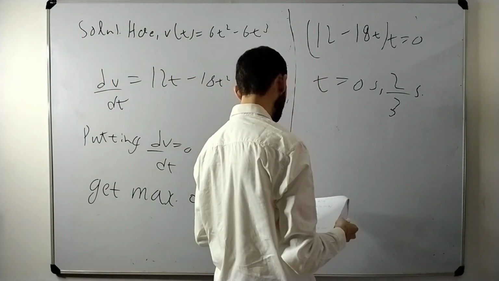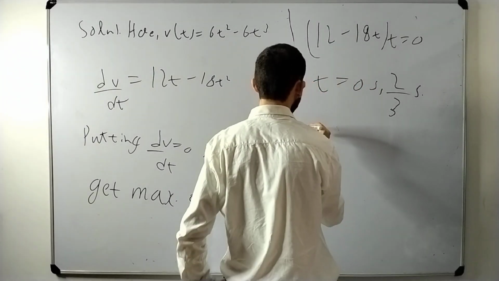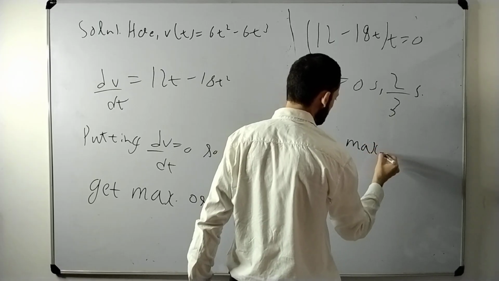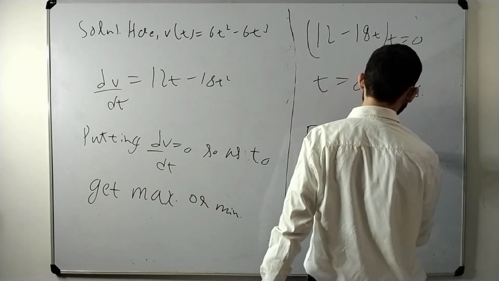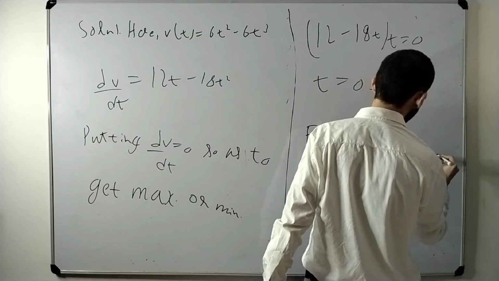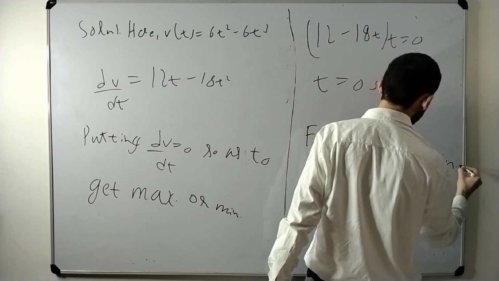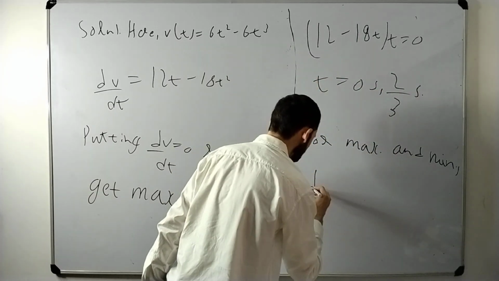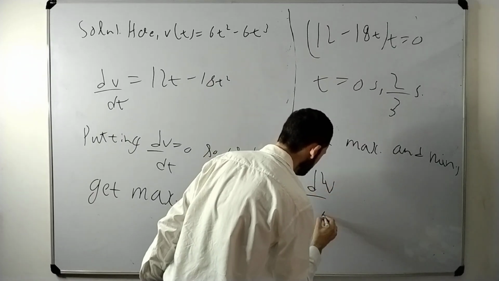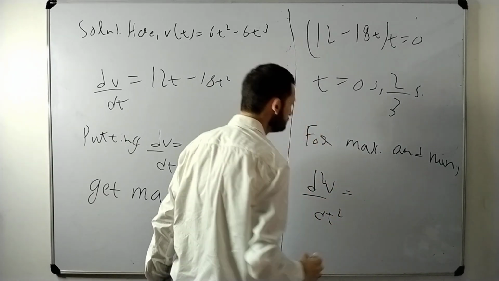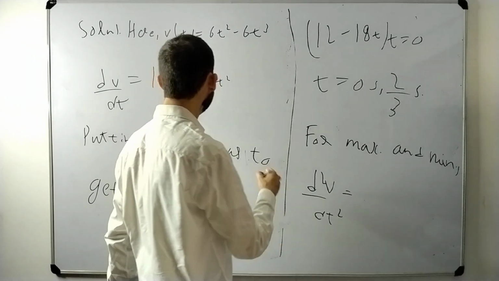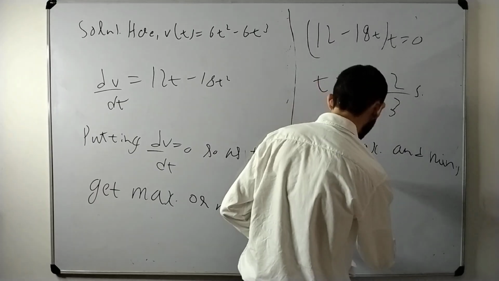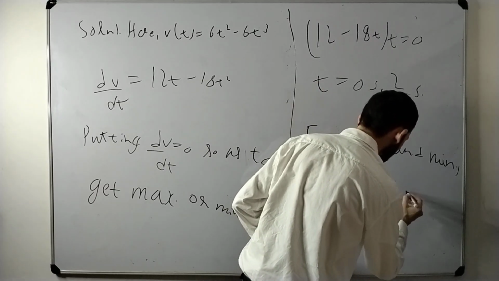Next part, for maxima and minima. We have found the slope and the points where it could be maxima and minima. But how to find which is which? Differentiate it again. Double differentiate velocity, d²v/dt². What do we get? Sir, we get 12 minus 36t.